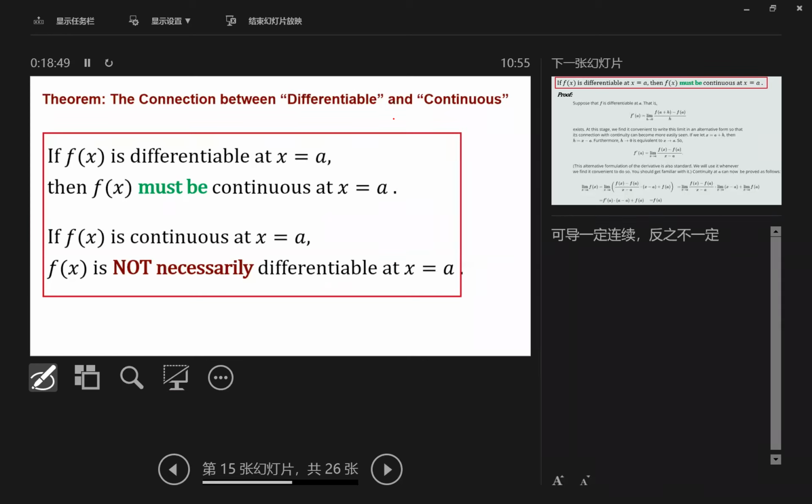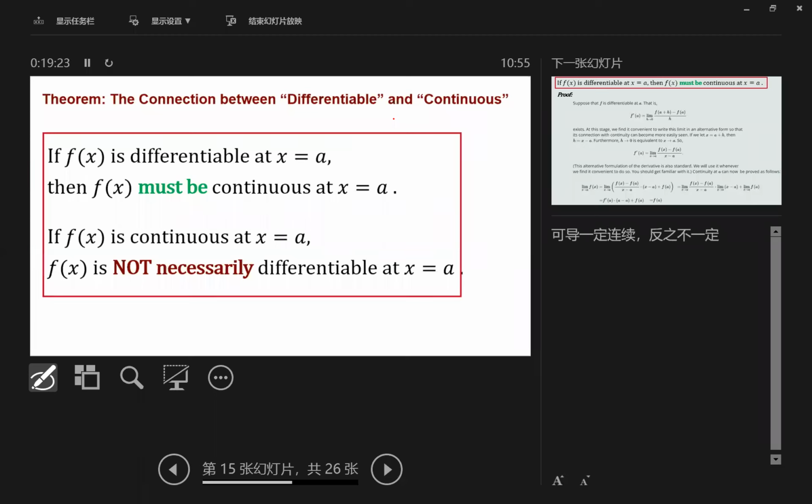Then, what is the connection between differentiable and continuous? We have the following conclusions. First, if f(x) is differentiable at x equals a, then f(x) must be continuous at x equals a. However, the reverse statement is not necessarily true, which means if f(x) is continuous at x equals a, f(x) is not necessarily differentiable at x equals a. Understand?